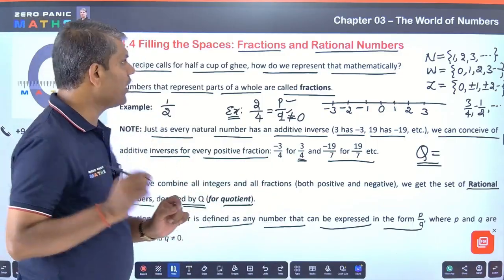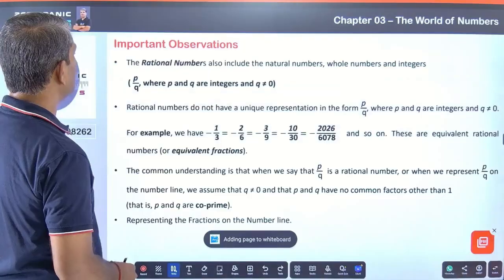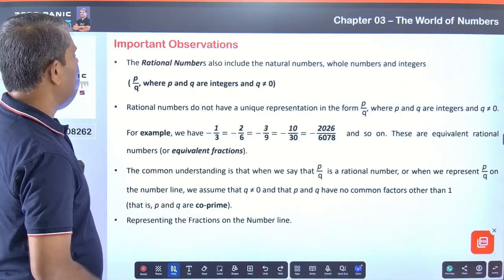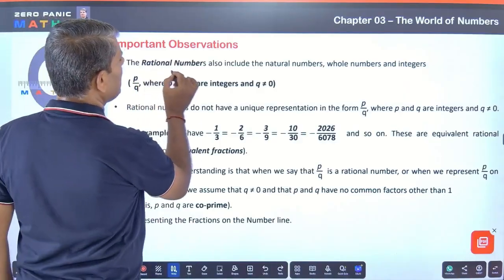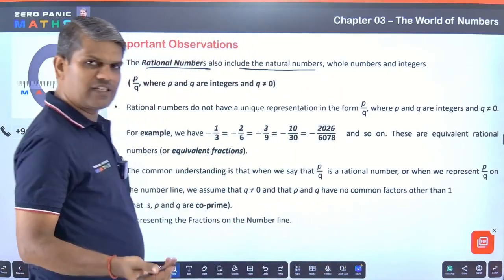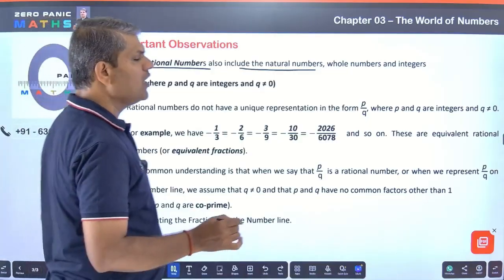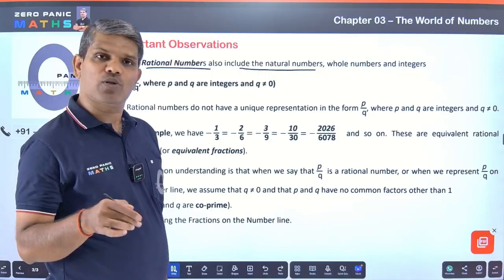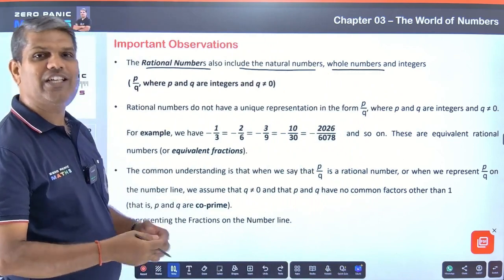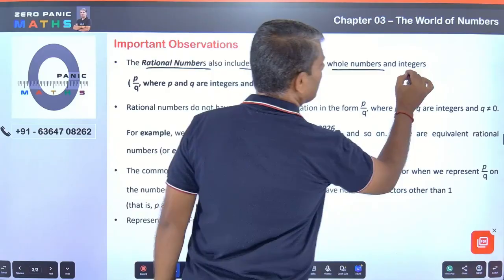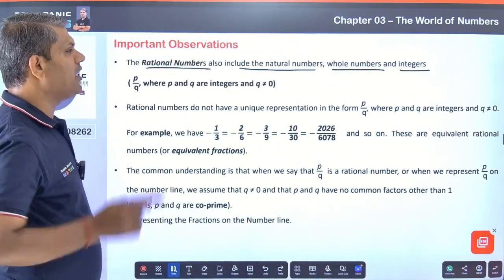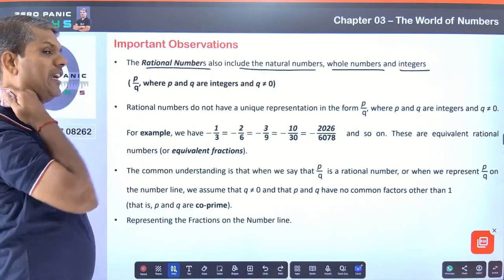You understood, right? Now let us quickly move to observe some of the important points. As we have defined, rational numbers also include the natural numbers. We said already, rational numbers include natural numbers because natural numbers are in turn the positive integers only. The whole numbers are the numbers with zero, and we are saying integers also because integers will provide us the negative values inside that.